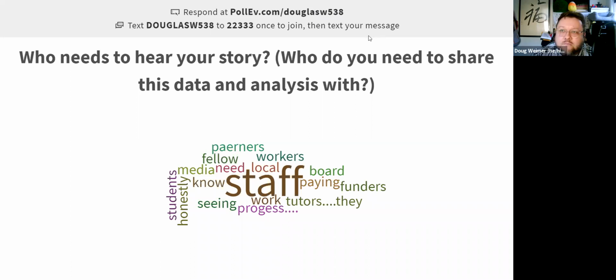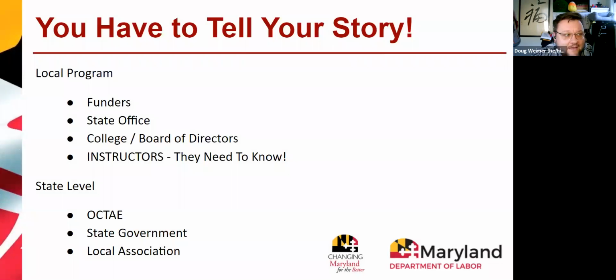At the same time, instructors are part of the puzzle, and they need to know when we're doing great and when we're doing poorly, how that affects funding, how that affects how we're seen within our organizations, and how that looks at the federal level when it comes to getting funding for adult education. They need to be told that. They need to be part of that solution as well. So great job. You have to tell your story.